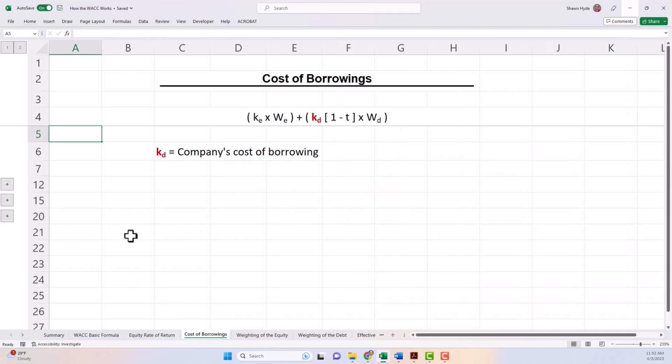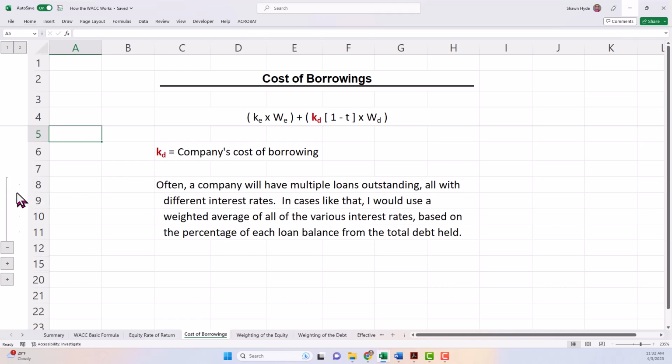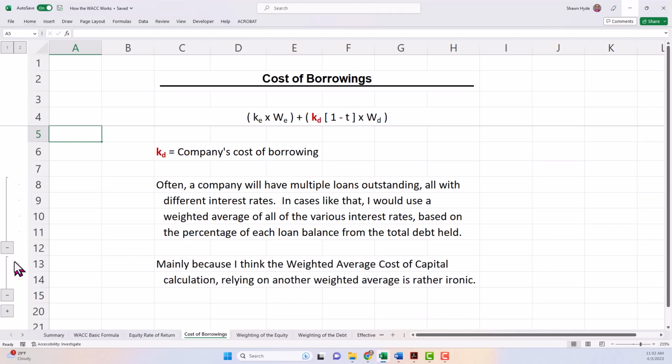Cost of borrowings. That's the KD. See the red and the red lining up? So often a company will have a bunch of different loans for a bunch of different things, and each one will have a different interest rate. So in those situations, what I like to do is a weighted average of all of those interest rates based on the percentage that each loan takes of the overall interest-bearing debt that the business has. I do that for a couple of reasons. One, because I think it's kind of ironic that the weighted average cost of capital is going to be relying on another weighted average to get it done.